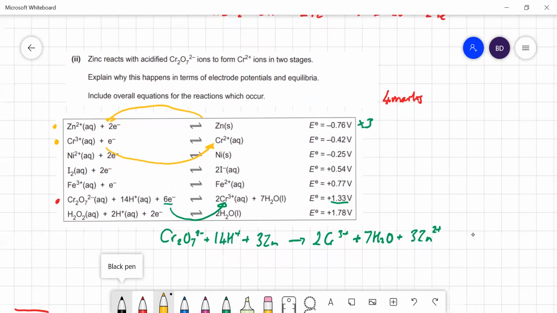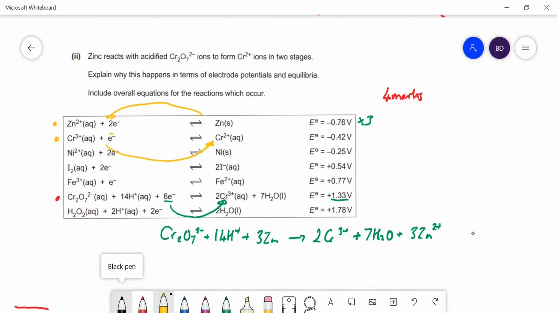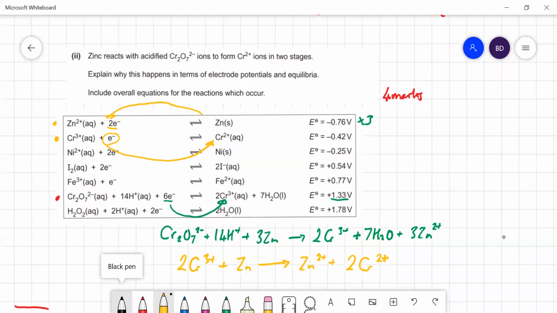Now we need to balance those equations because this is only 1 electron, whereas this one is 2. We need to multiply the chromium one by 2, so it's going to be 2 Cr3+ plus a zinc goes to a Zn2+ and 2 Cr2+. That is that question done.